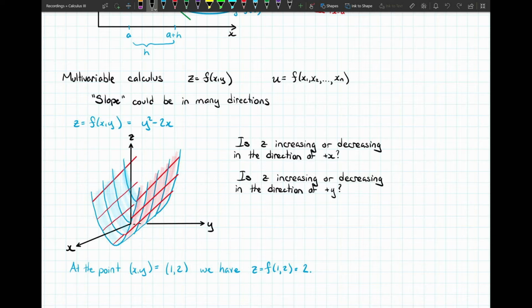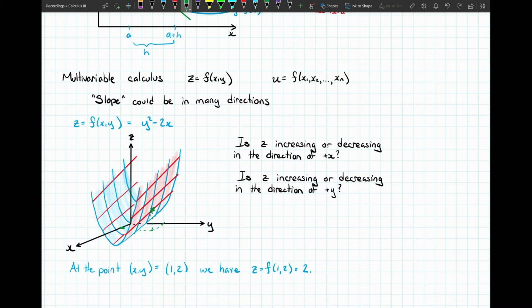Let's pick the point (x, y) equals (1, 2). And if you plug that into the function, you'll find that z is equal to 2. On our graph here, that would be 1 unit forward in the x direction and 2 units forward in the y direction, giving us 2 units up in the z direction. So maybe it's a point right here somewhere on the surface.